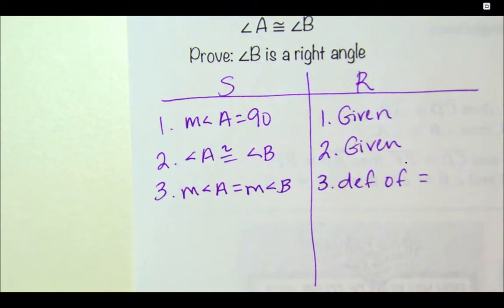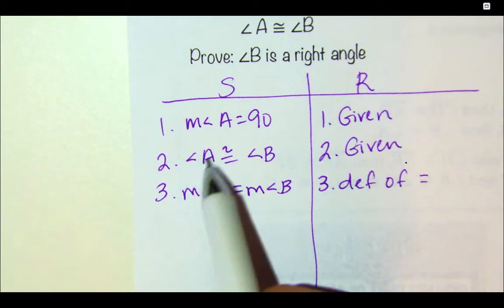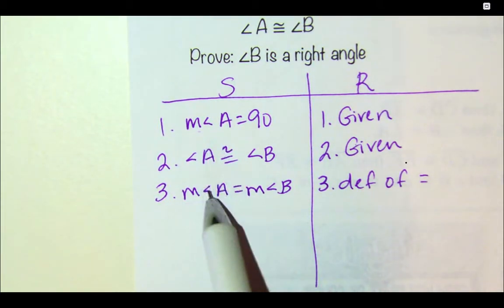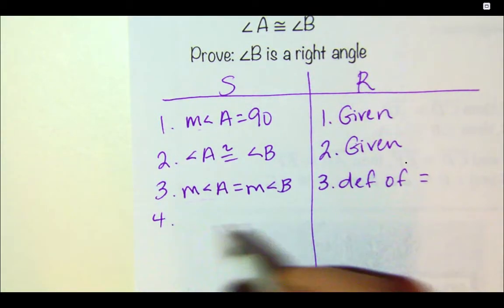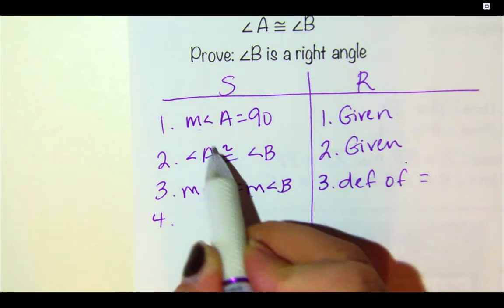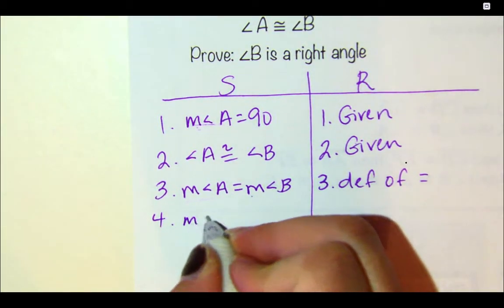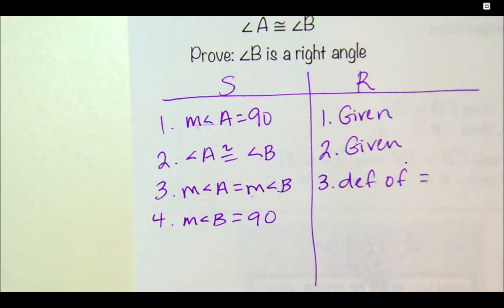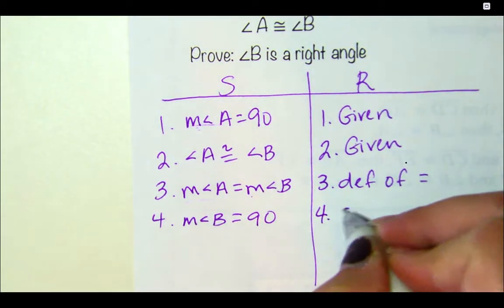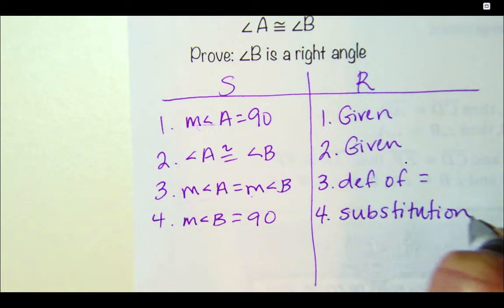So now that they have the same exact symbol, and this says measure A and not just angle A, now they're exactly the same, and you can substitute. So line 4, I'm going to put measure of angle B in place of measure of angle A. Does that make sense? I took A out and put B in its place. So that's substitution.